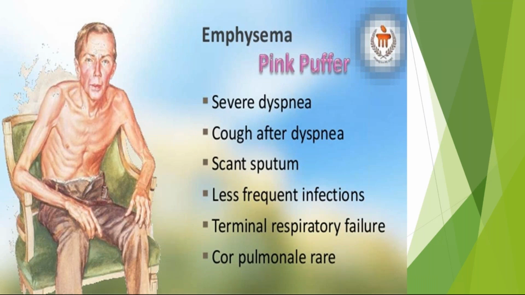Emphysema. These patients are also known as pink puffers. Here, patients with emphysema mainly present with dyspnea, cough after dyspnea, and scanty sputum. There will be less frequent infections, and terminal respiratory failure and cor pulmonale are rare.